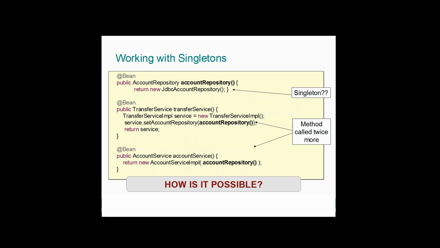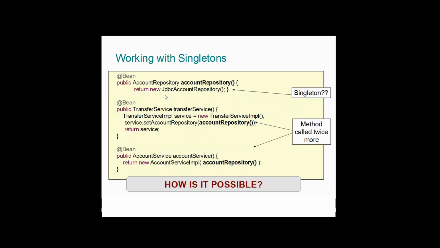Somehow Spring has to take care of returning the same object every time I do the function call. When I say account repository here, and account repository there, I want the same object which was created at the beginning. I want Spring to take care of it. I don't want to put any if conditions here or make it a singleton object manually myself.